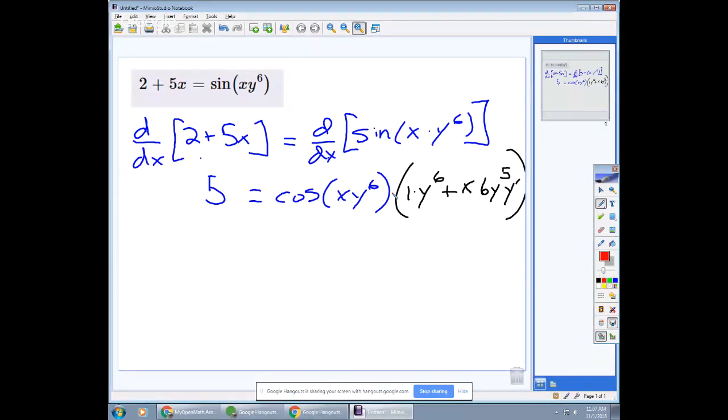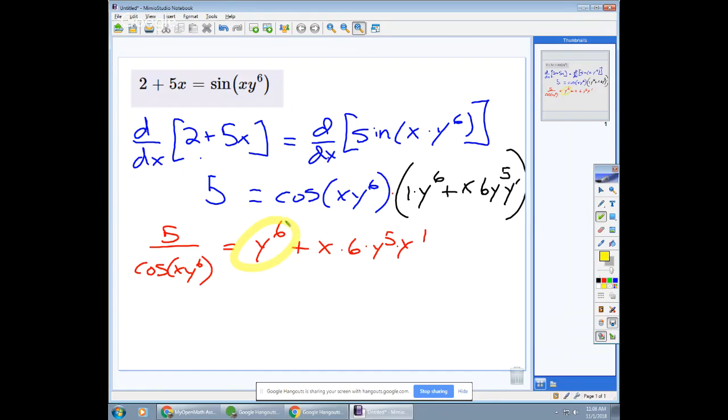So I'm going to choose to divide by the cosine rather than distribute. So then I get 5 over the cosine of xy to the 6th equals y to the 6th plus x times 6 times y to the 5th times y prime. Again, I want to get y prime alone, so my next choice would be to subtract that over to the left side. So then that's going to give me 5 over cosine xy to the 6th minus y to the 6th equals, I'm going to reorder those terms a little bit, 6 times x times y to the 5th times y prime.